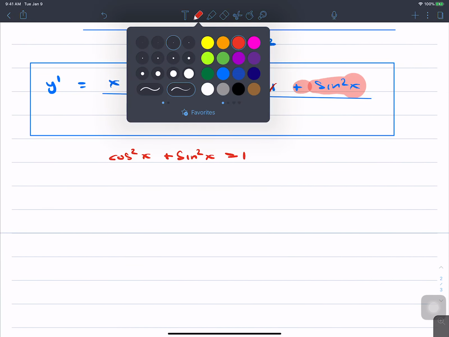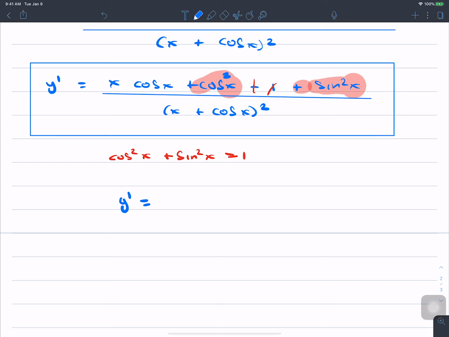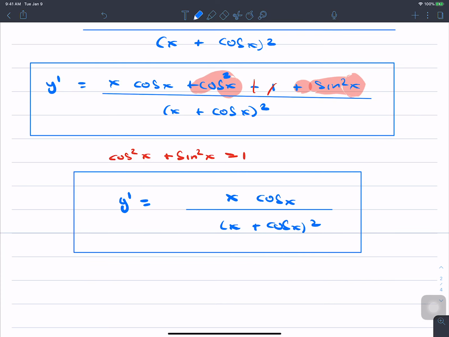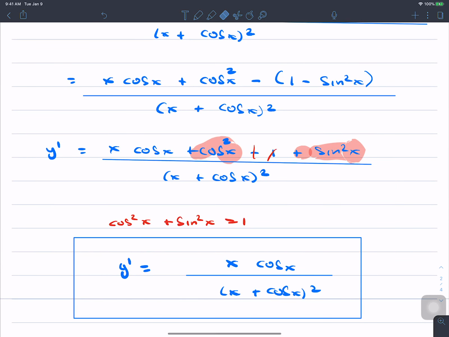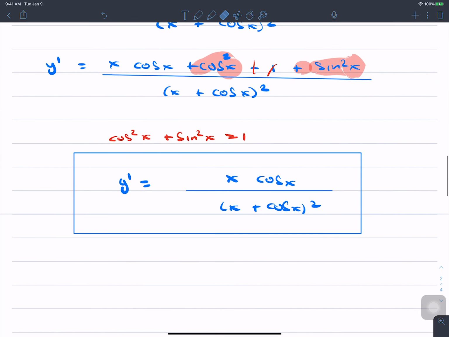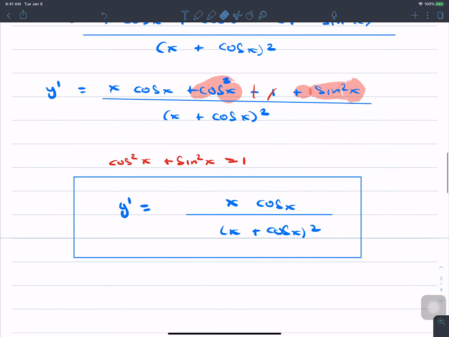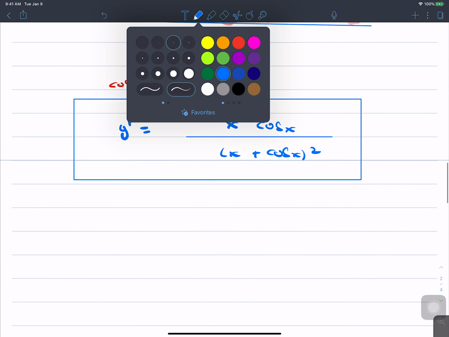So your answer is going to be y prime equals x cosine x over x plus cosine x squared. So ladies and gentlemen, there was simplification. That's why I double checked this, and that's good. And so you use a Pythagorean identity. This simplifies things, and you're going to need to be able to simplify some of these by using some algebra and trig identities, because when you deal with applications, they're going to have you really do some work there. Right? We're going to see some of that.